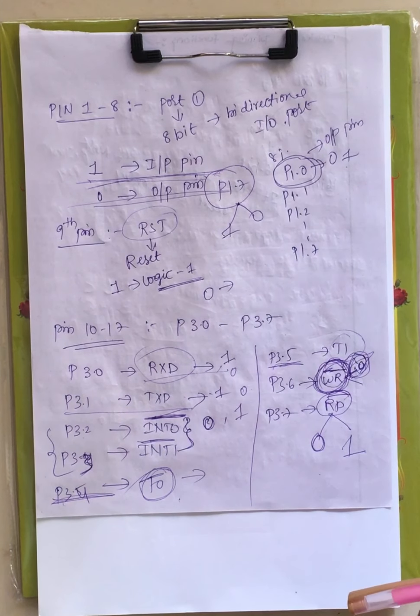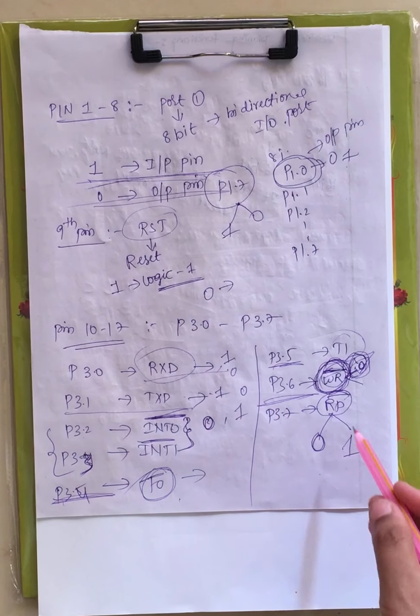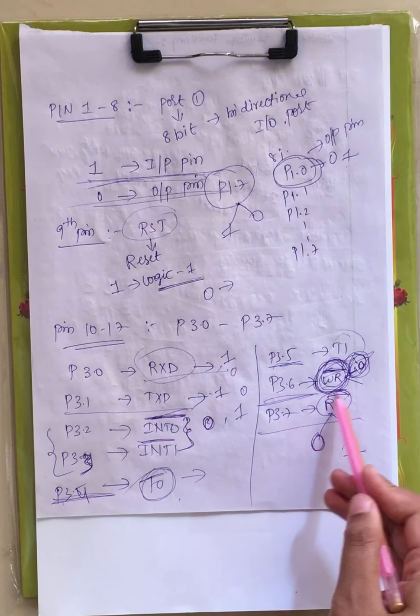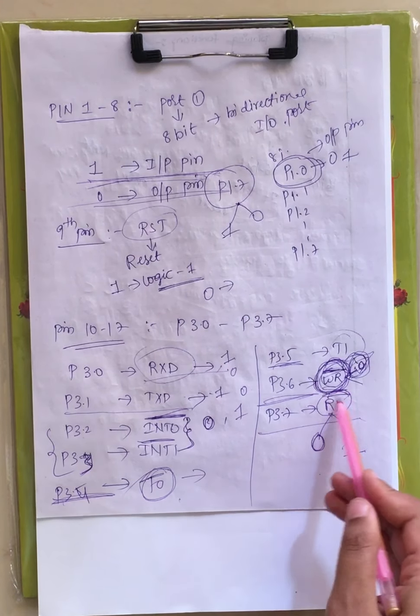Now coming to port 3.6, WR bar, writing the data, right? Since you have a bar, that will operate for logic 0. For logic 1, it won't operate. Port 3.7 is RD bar, reading the data, and it will operate for logic 0, and it won't operate for logic 1 since there is a bar. Writing the data to external memory and reading the data from external memory. These two signals will operate for logic 0 since there is a bar. For logic 1 it won't operate, right?